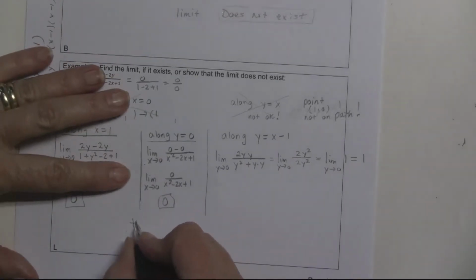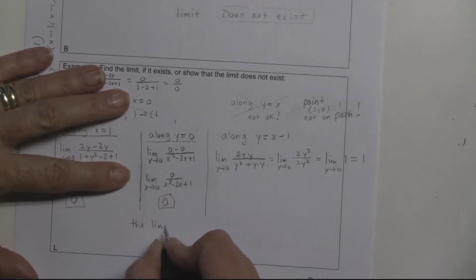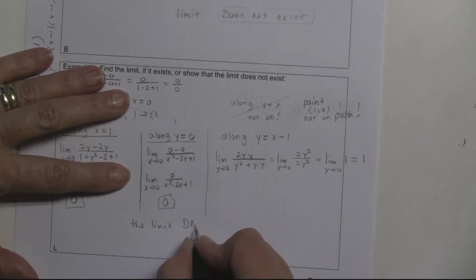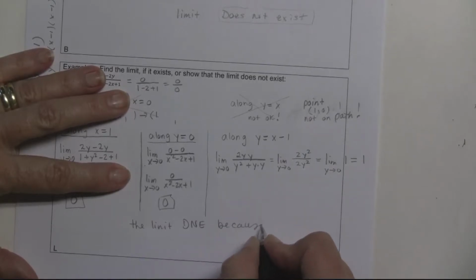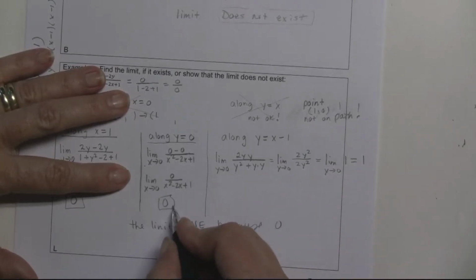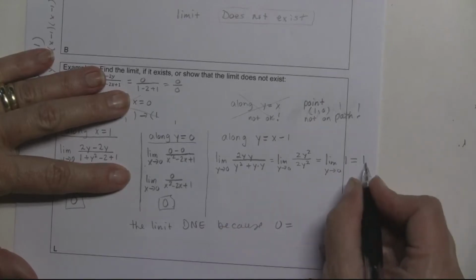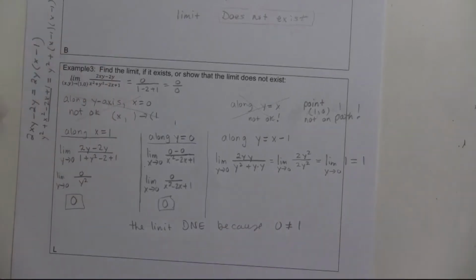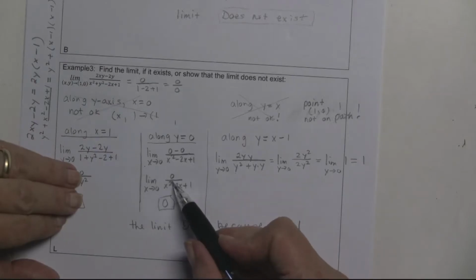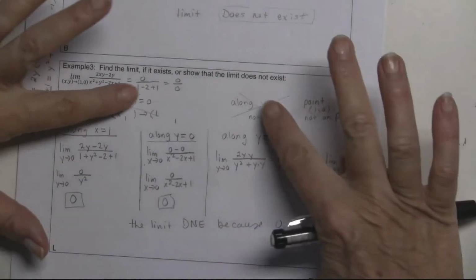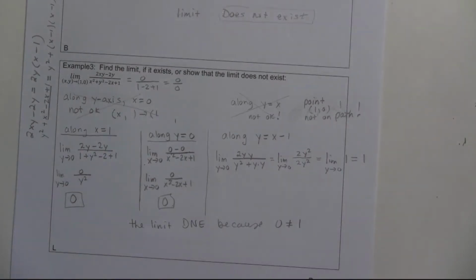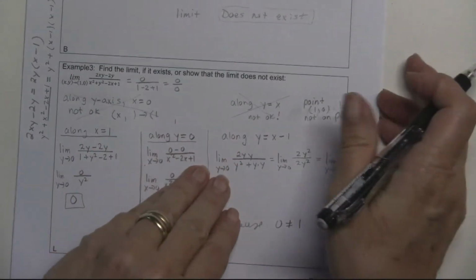So the limit does not exist because that limit 0 that we got here is not equal to 1. And so the limit we got from this path, so this whole explanation, I don't have to have these crossed out parts. Those are me showing you things you shouldn't choose, is my reasoning.